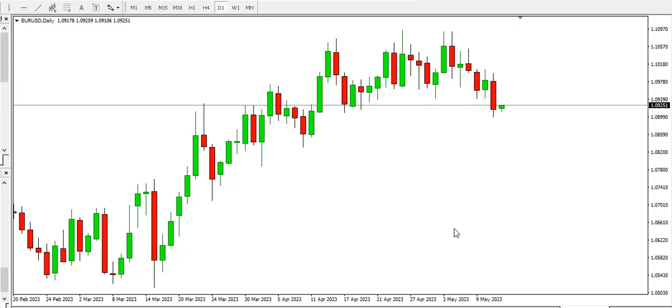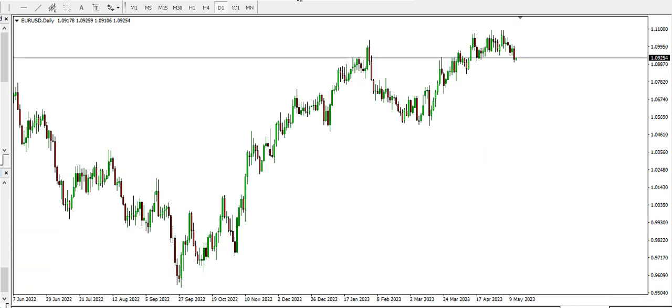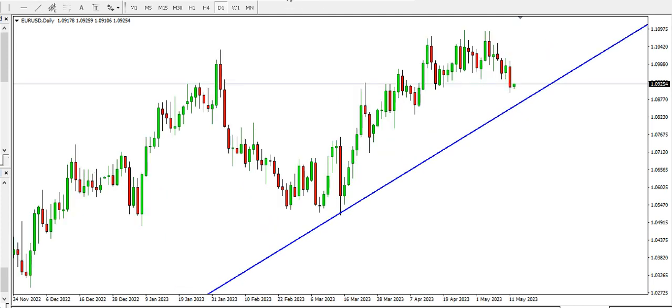Let's quickly look at EURUSD. EURUSD is also showing us on the daily time frame. EURUSD is also telling us that the daily time frame trend is bullish. We have a bullish trend on the daily time frame.